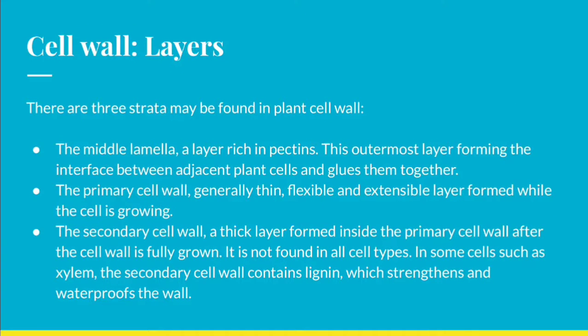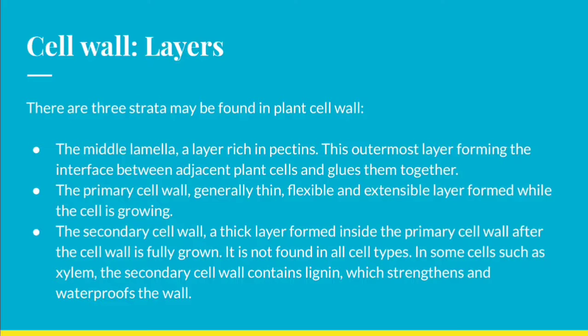Cell wall layers. There are three strata that may be found in a plant cell wall. The middle lamella, a layer rich in pectins, consists of calcium and magnesium pectate, a cementing wall. This outermost layer forms the interface between two adjacent plant cells and glues them together.